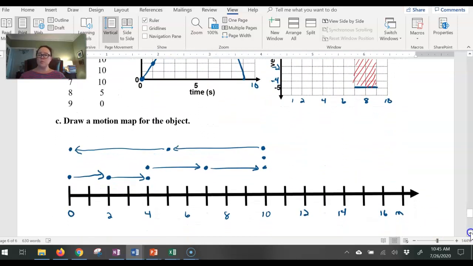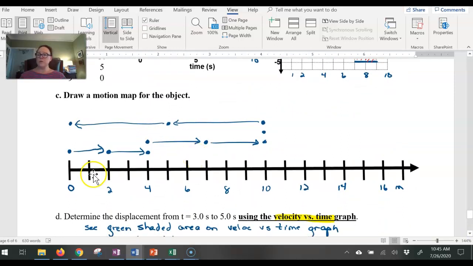If we were to draw a motion map, it would look something like this. The object starts at a position of 0. It moves in the positive direction at 2 meters per second for 2 seconds. It pauses for a second, so the dots stack. Then, I'm up at this next level.